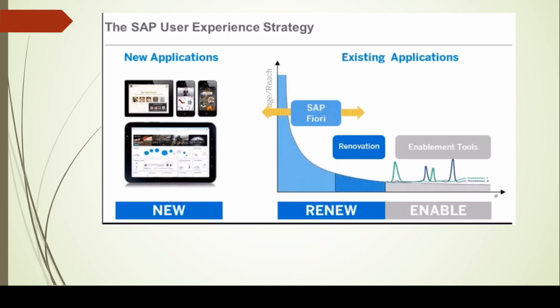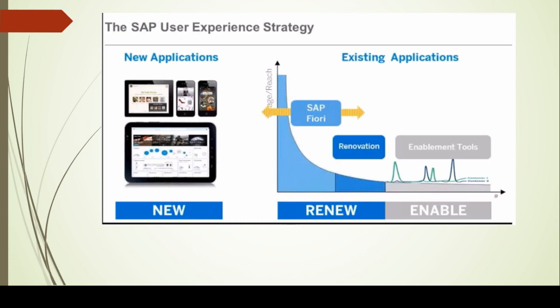So, as far as SAP user experience strategy, we can bifurcate it into three strategy phases. Number one is what new applications are needed by customers. So SAP develops new apps for every single space, for every single business unit. SAP develops new apps, and all the apps are developed in this new user interface technology named Fiori.